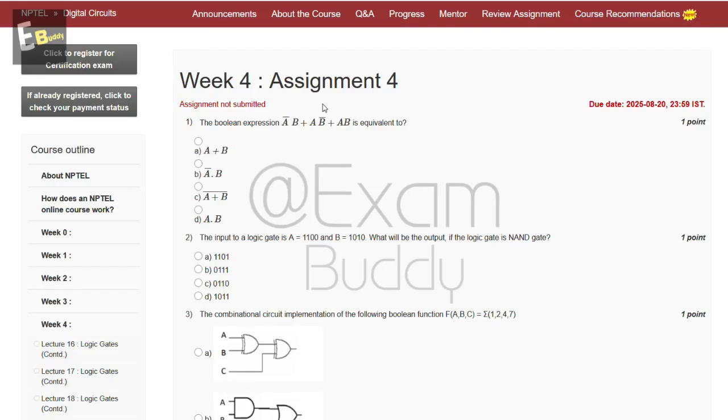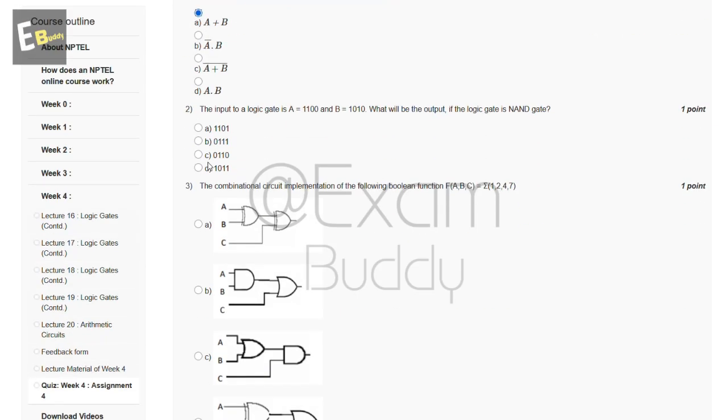Now let's do our assignment, Digital Circuit week 4 assignment 4. The first question is the Boolean expression A bar B plus A B bar plus AB is equivalent to. These are the options and the answer of our first question is A plus B. Now, the second question is the input of a logic gate is A equal to 1100 and B equal to 1010. What will be the output if the logic gate is NAND gate? These are the options and the answer of our second question is B, 0111.